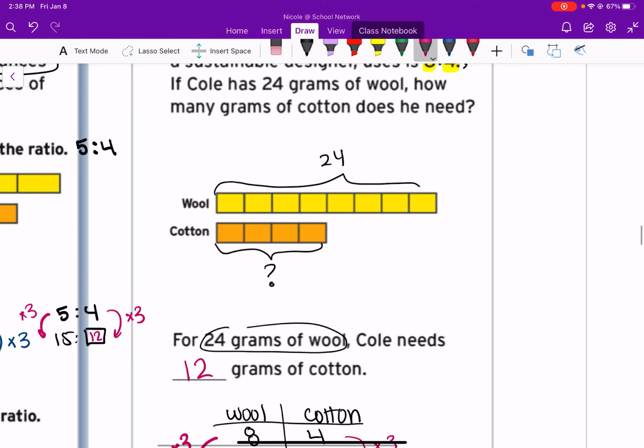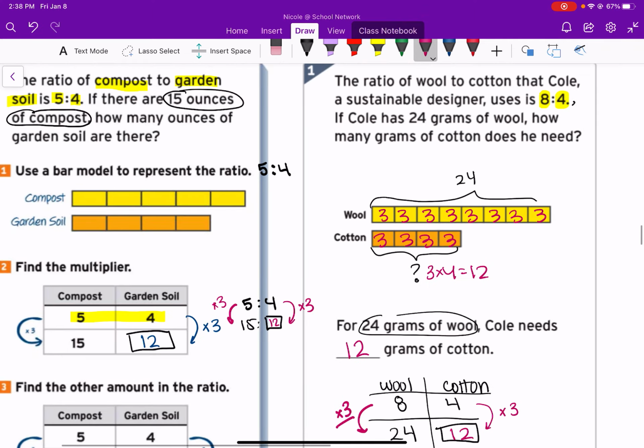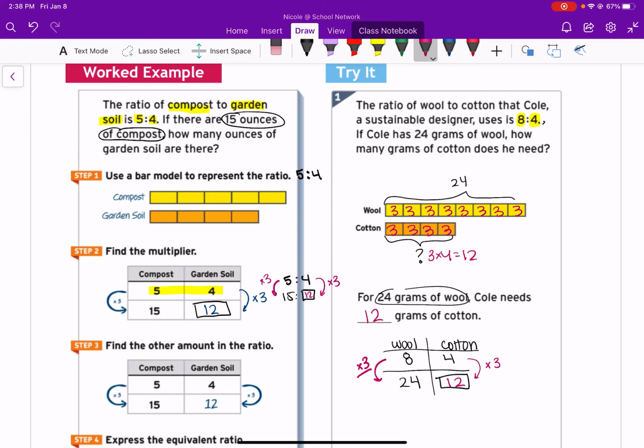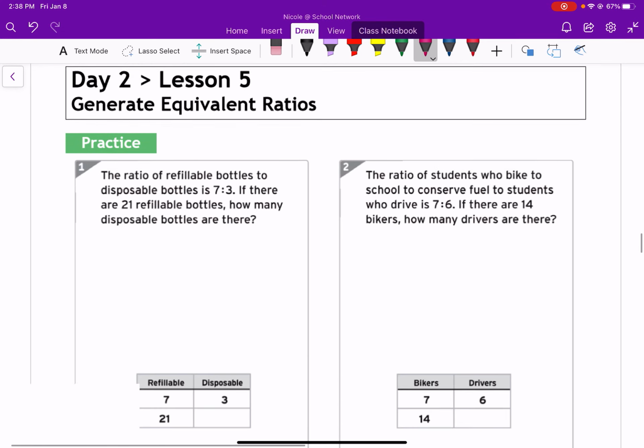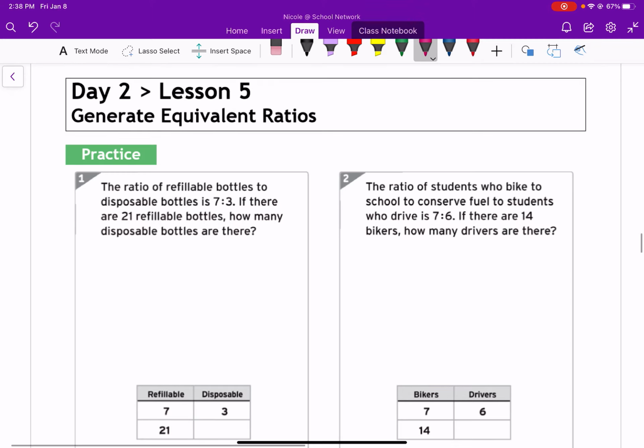And then we can double check. 24 divided by 8, that's 3 each. And so these parts would be 3 as well. So that would be 3 times 4 is 12. So always double checking your work. It's a good, nice idea. Okay, so go ahead and pause this video and complete the practice section on lesson 5.